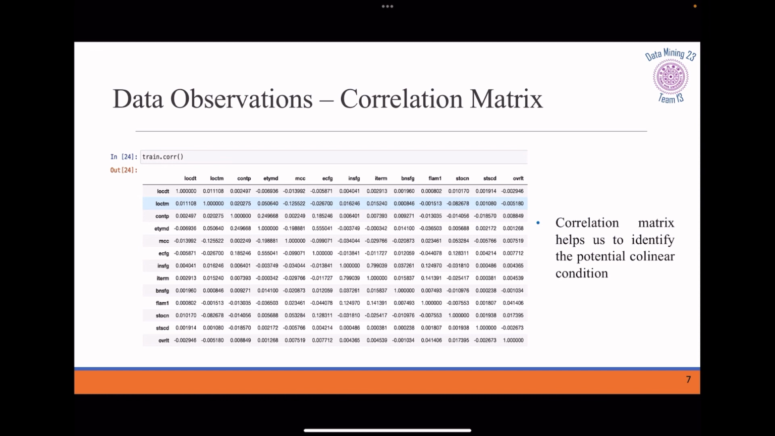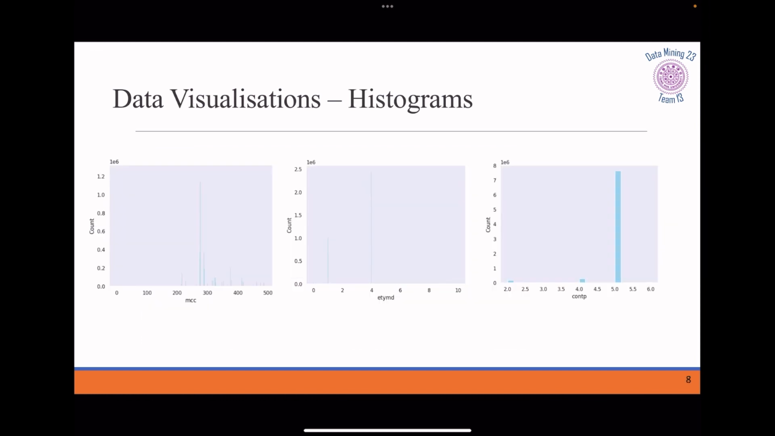Next, we also did some data observations. First, we ran the correlation matrix to help us identify the potential collinear condition. And we also plotted histograms of the respective columns to help us visualize the distribution of data more clearly.